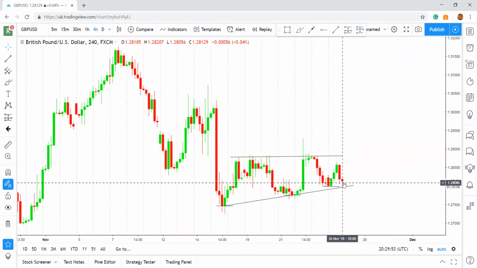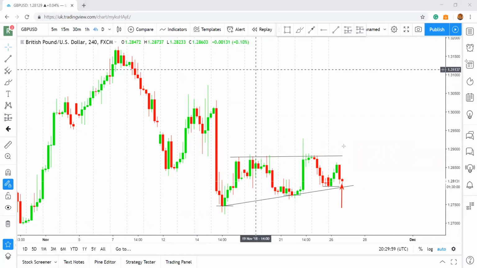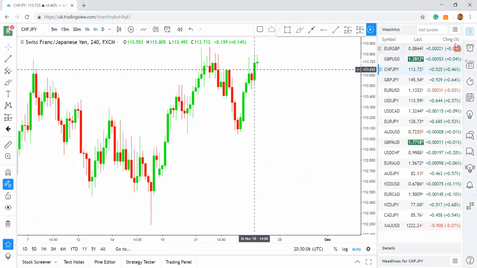We're now waiting for this 4 hour candle to close to give us some more information, and then all we simply do is wait for price to come back to our levels to then look for opportunities to buy or sell. So no trades on GU today.